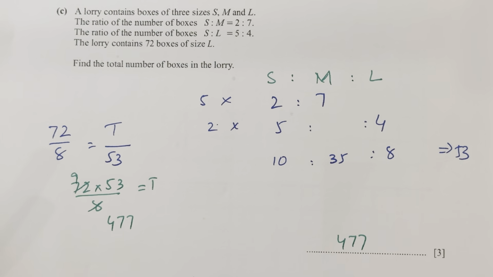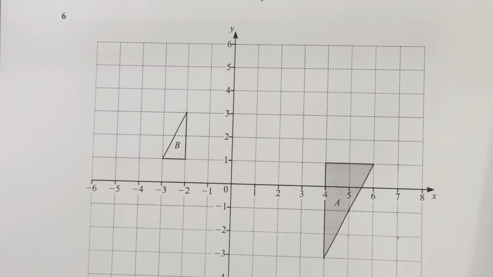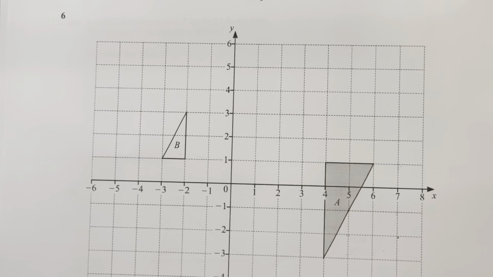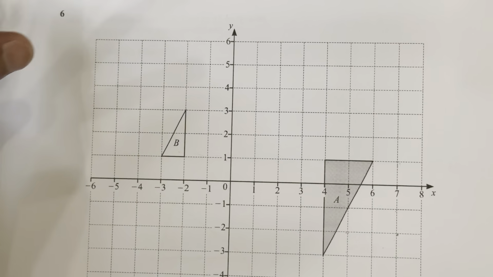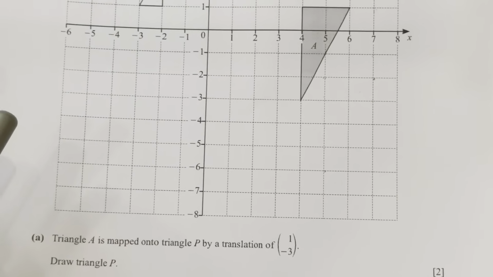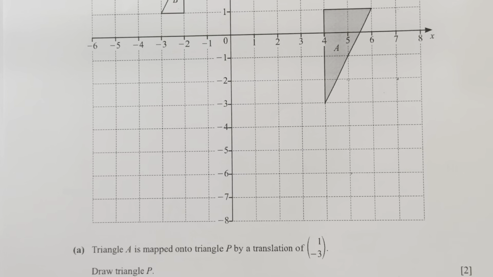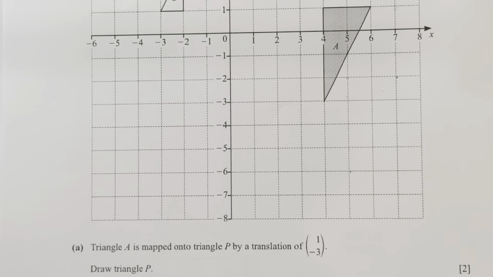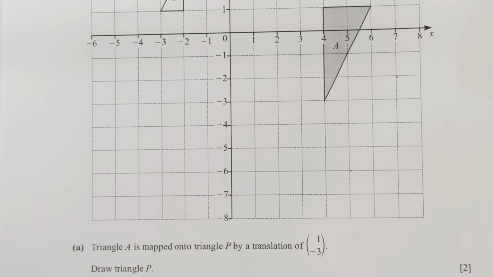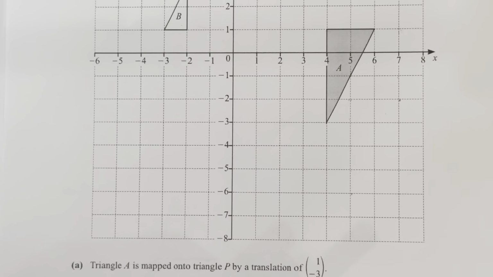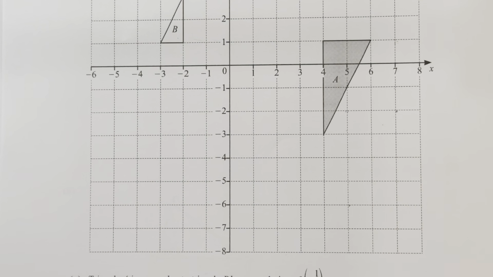This is a simple and a very good question. Moving to question number 6. Question number 6 is from the topic of transformation. Triangle A is mapped onto triangle B by a translation of (1, -3). Draw triangle P. So we need to move triangle A onto triangle P by the translation of (1, -3).